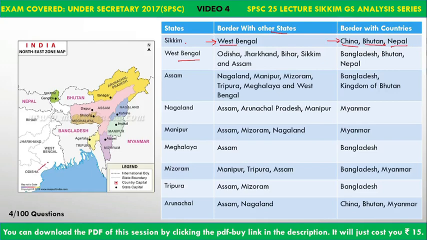West Bengal is bordered by Odisha from here, and then it is bordered by Jharkhand from here, and then by Bihar from here. Okay, and it is bordered by Sikkim from here, and by Assam from here, right? So West Bengal is bordered by 5 states, and when we talk about countries, West Bengal is bordered by Bangladesh from here. Okay, by Bhutan from here, and by Nepal from here. So West Bengal is bordered by 1, 2, 3, 4, 5 states, and 3 countries. Okay, 5 states and 3 countries.